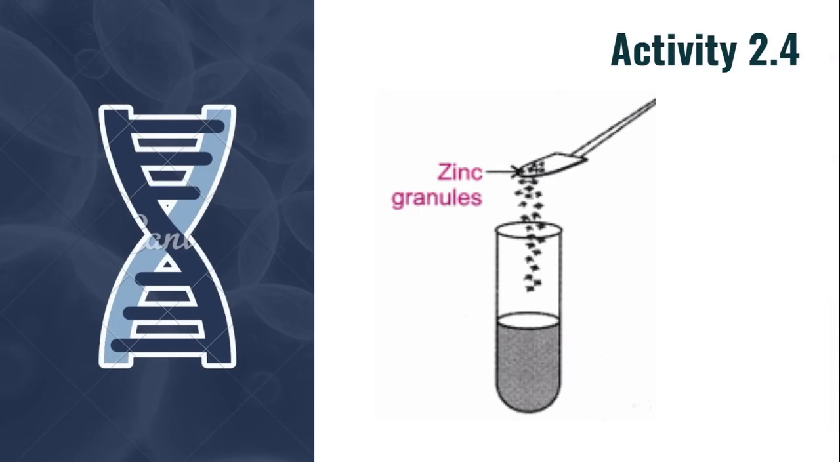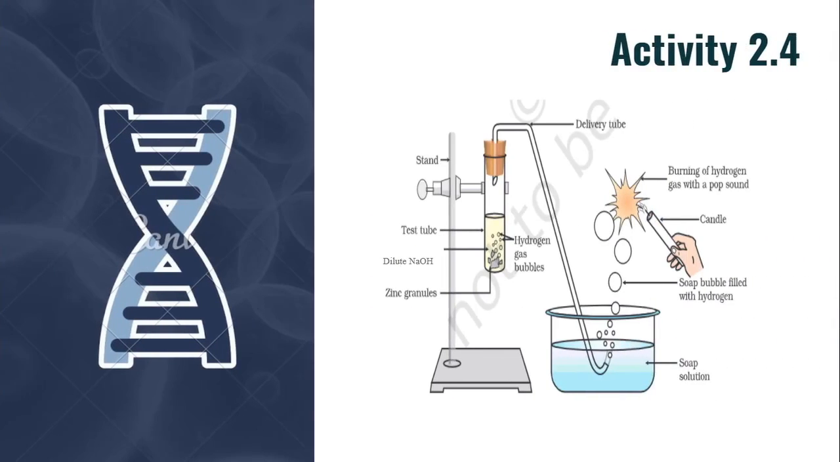First of all, place a few pieces of granulated zinc metal in a test tube. Add 2 ml of sodium hydroxide, that is NaOH, solution and warm the contents of the test tube. Then repeat the rest of the steps as in activity 2.3 and record your observation. So we have to do all the activities that we performed in 2.3. We have to take the same steps. Then we have to observe activity 2.4.